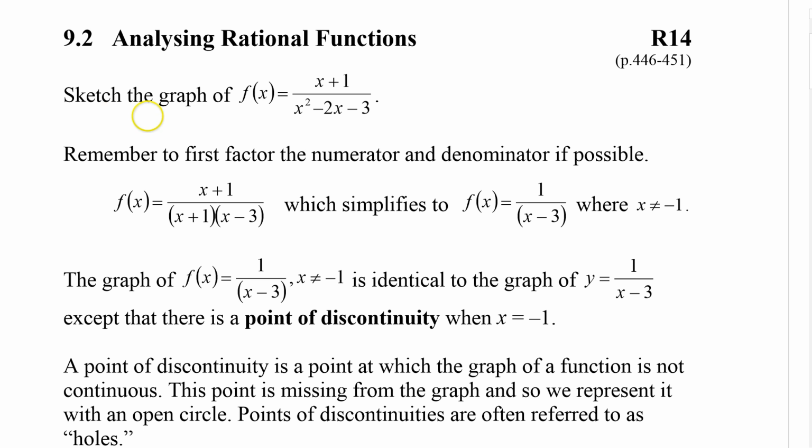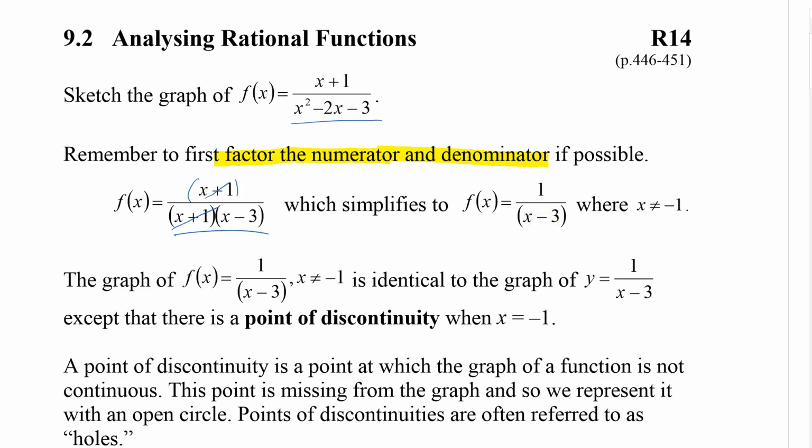The question says, sketch the graph of f of x is equal to x plus 1 over x squared minus 2x minus 3. The first thing that we need to remember is, if you can, factor the numerator and the denominator. In this case, isn't this nice that the denominator has been factored for us right here, x plus 1 times x minus 3. Now the first thing you'll notice is this x plus 1 in the numerator and the x plus 1 in the denominator, we can cancel that out. What I'm doing is dividing the top and the bottom by x plus 1. So as a result, we get 1 over x minus 3.